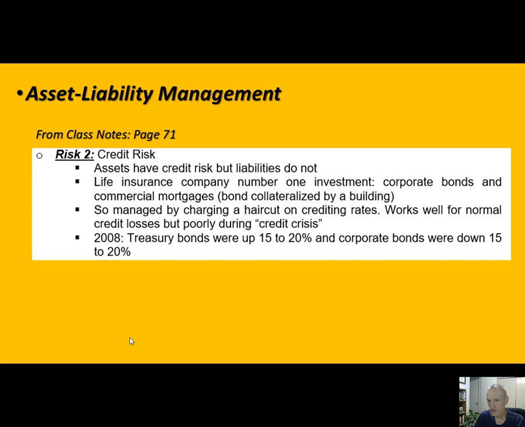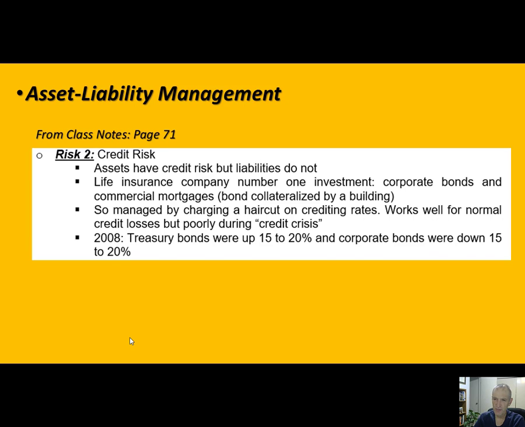So the second risk of insurance companies is credit risk. Credit risk only affects the assets, not the liabilities, so it's very similar to banks. Banks have assets, loans, that are very affected by credit risk. Life insurance companies have corporate bonds, and those corporate bonds can go into default. They may have some collateral, such as commercial mortgages, so they may be protected there, but essentially they have credit risk, and the credit risk does not impact the liabilities at all.